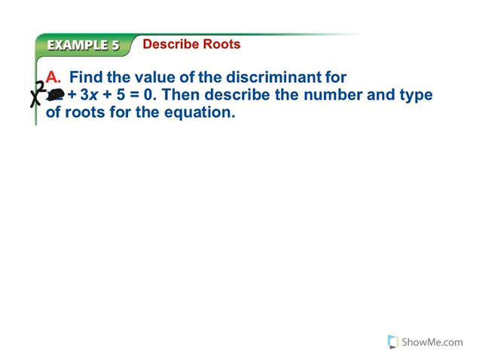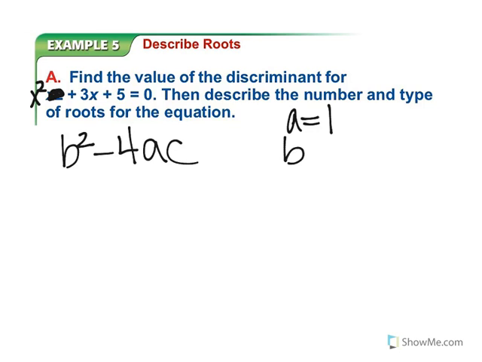It says find the value of the discriminant for x squared plus 3x plus 5 equals 0. Then describe the number and type of roots for the equation. Well, for the discriminant, we don't need the whole quadratic formula. We just need b squared minus 4ac. If we look at our question, we know that a is equal to 1 because x squared has a 1 in front of it. B is equal to 3 because that's in front of my x term, and C is equal to 5, and that's the number by itself.